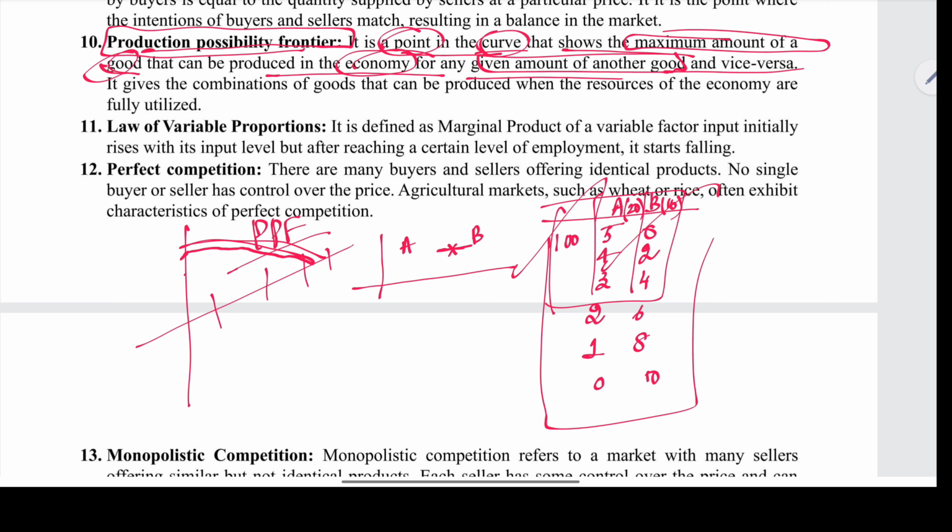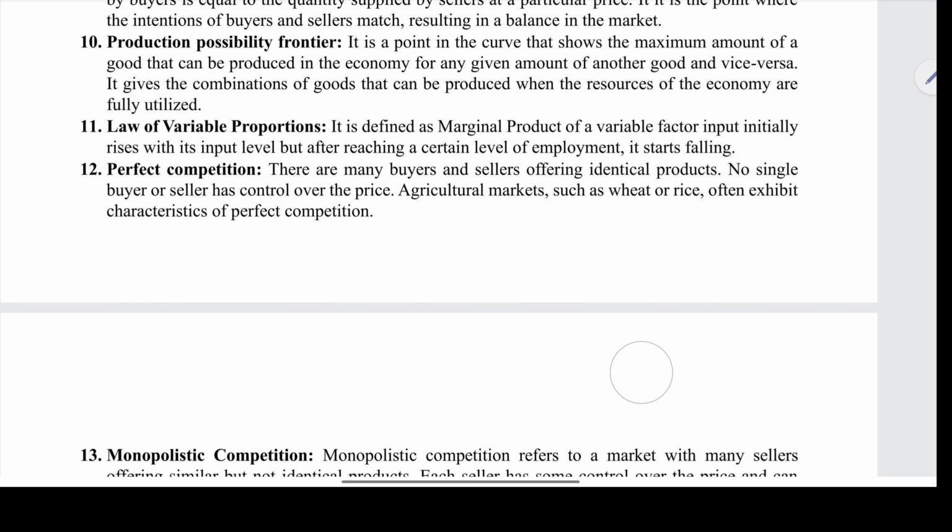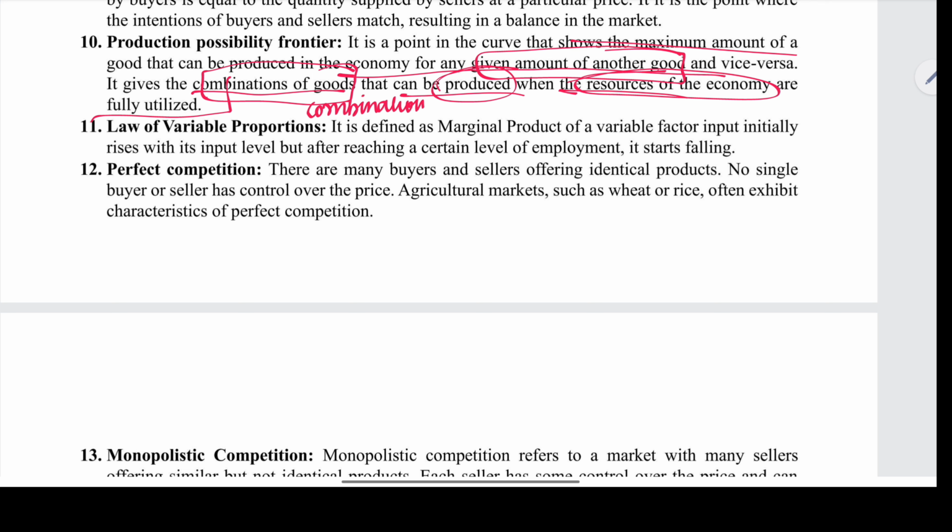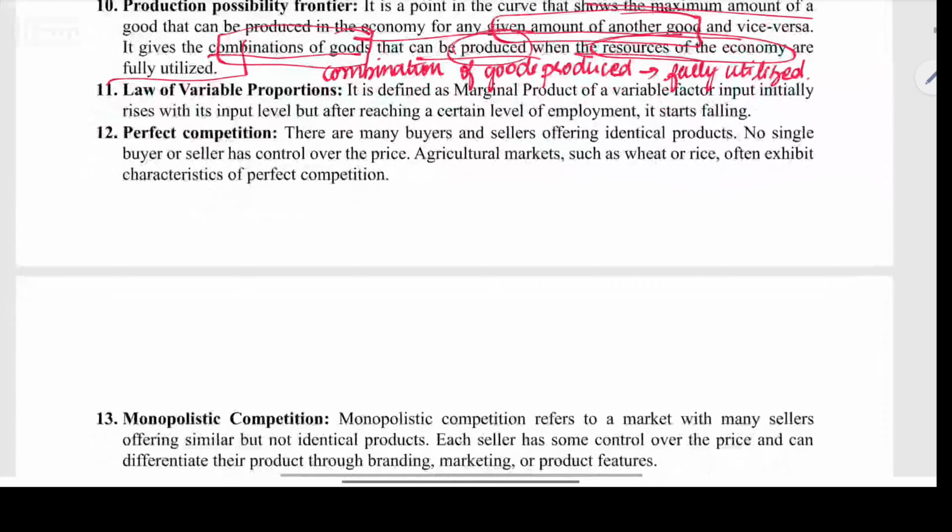We have to compare two goods, right? Any point on the curve shows the maximum amount of a good that can be produced in the economy for a given amount of another good. It gives the combinations of the goods that can be produced when the resources of the economy are fully utilized. When such a combination is produced, the resources are fully utilized.